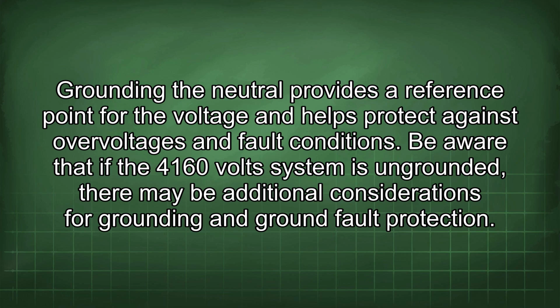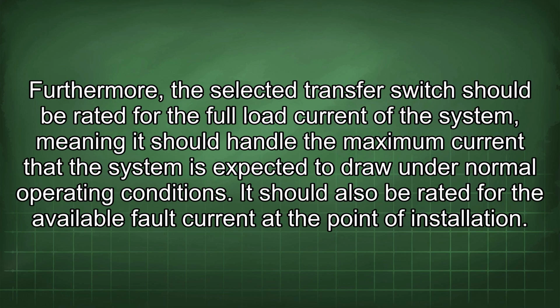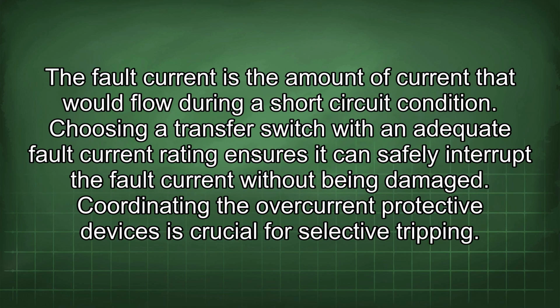Be aware that if the 4160 volts system is ungrounded, there may be additional considerations for grounding and ground fault protection. Furthermore, the selected transfer switch should be rated for the full load current of the system, meaning it should handle the maximum current that the system is expected to draw under normal operating conditions. It should also be rated for the available fault current at the point of installation. The fault current is the amount of current that would flow during a short circuit condition. Choosing a transfer switch with an adequate fault current rating ensures it can safely interrupt the fault current without being damaged. Coordinating the overcurrent protective devices is crucial for selective tripping.